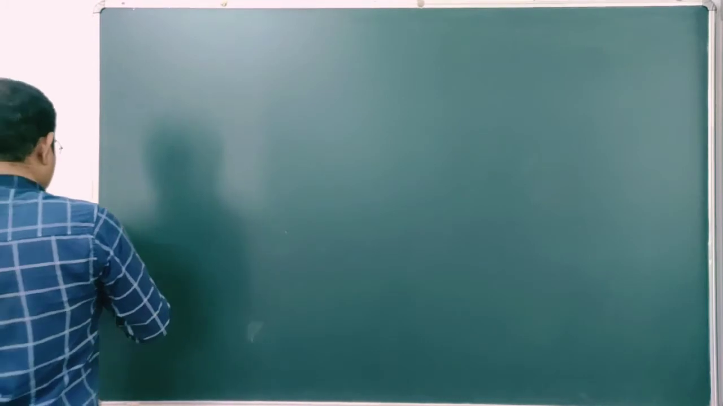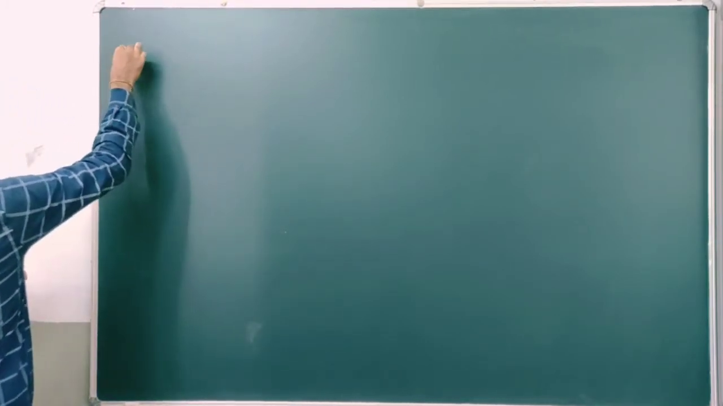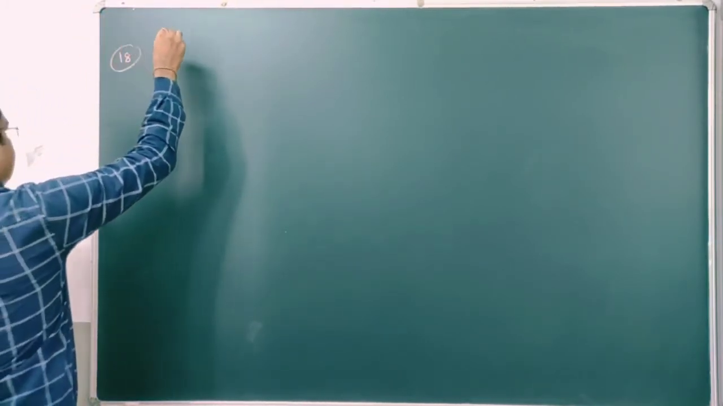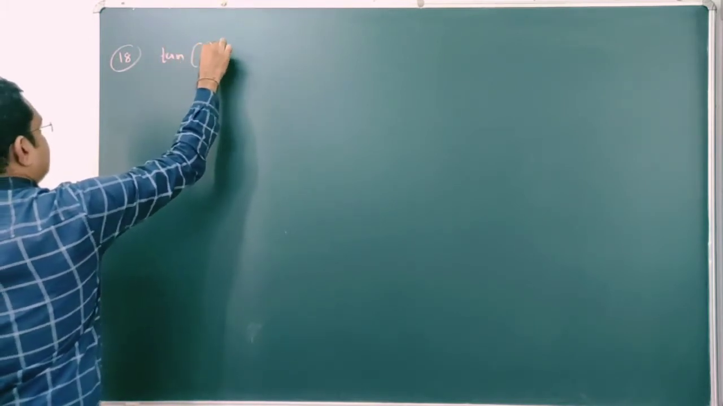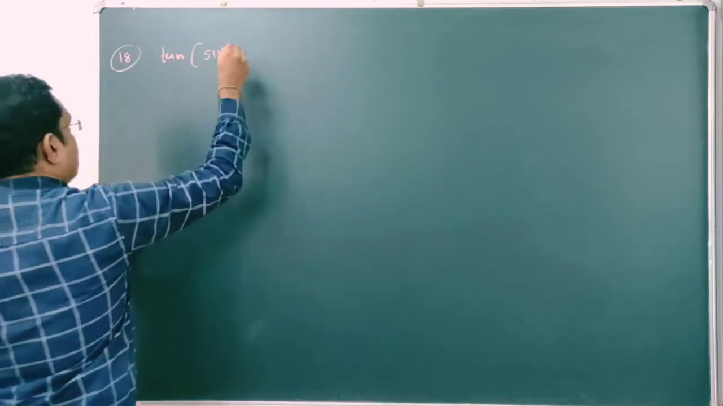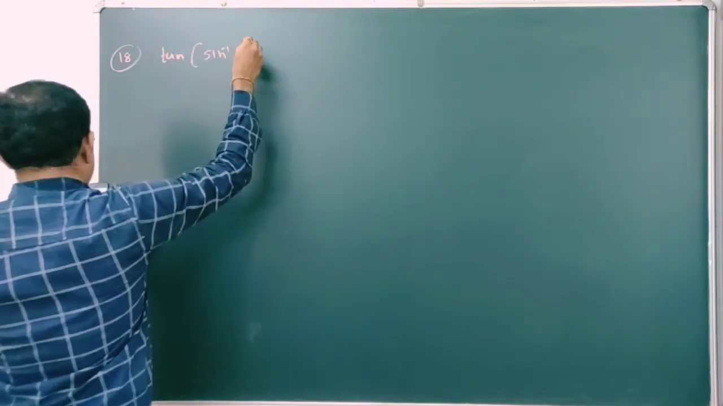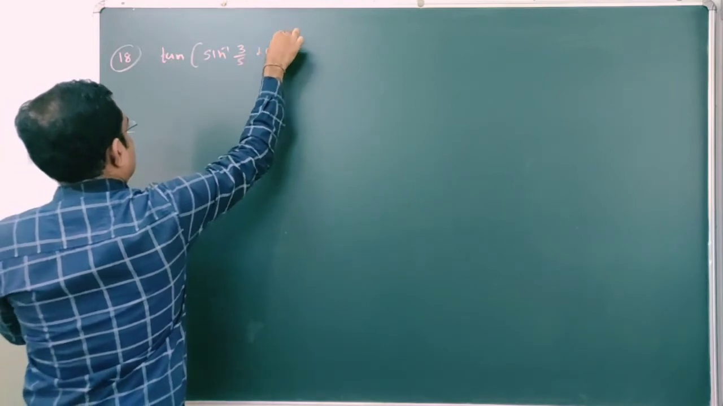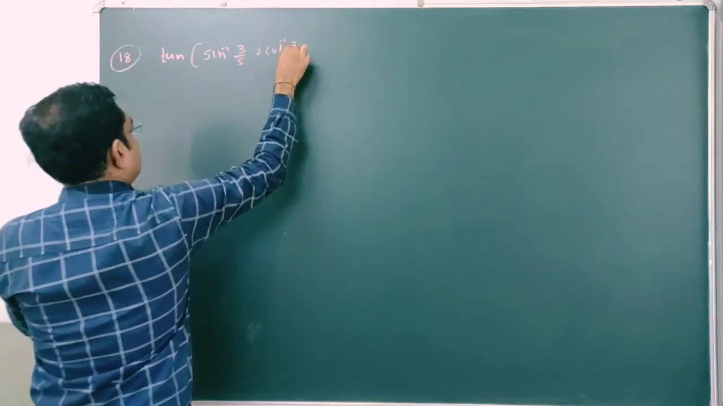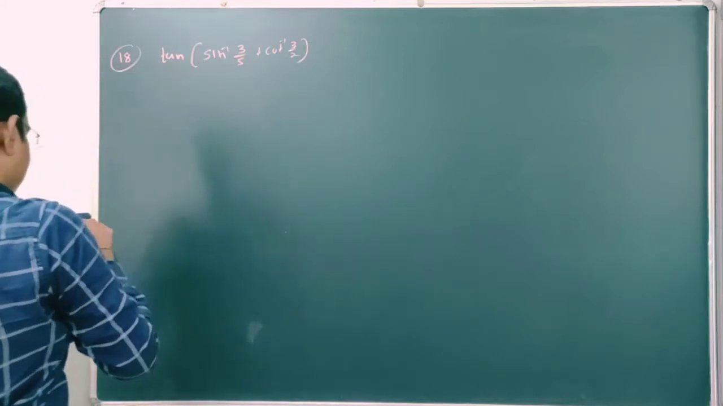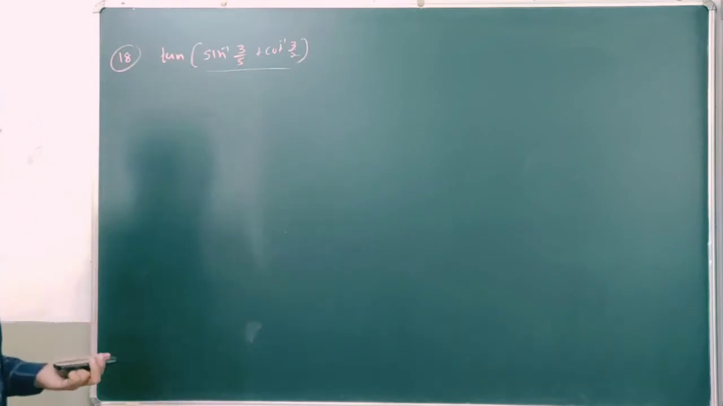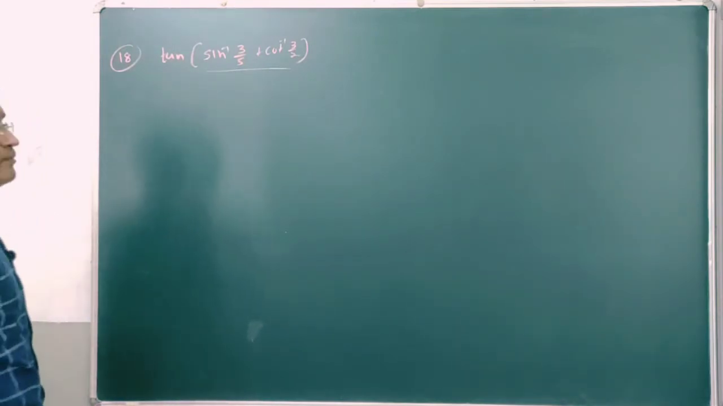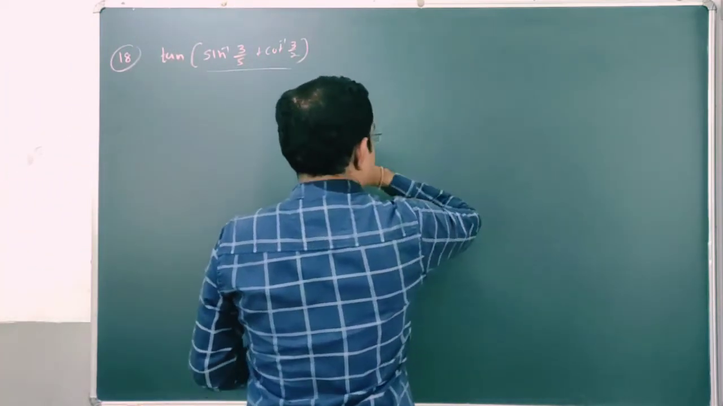Question number 18. Very good question is there. All about the formula. Formula आ गया तो जंग जीत गए. So tan of sin inverse 3 by 5 plus cot inverse 3 by 2. Done. We have to simplify this one. So now this is the angle of tan. So first we'll try to convert this sin inverse and cot inverse into tan. So here we have the transformation.